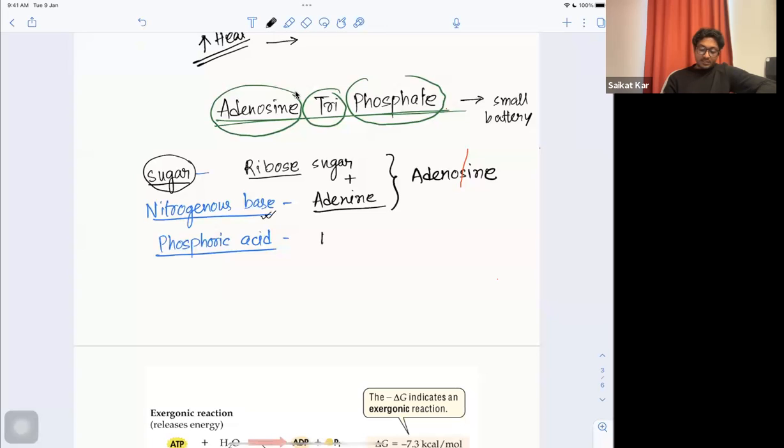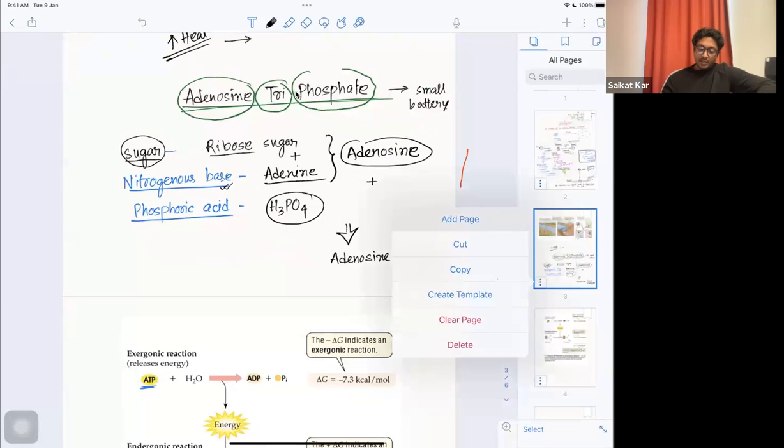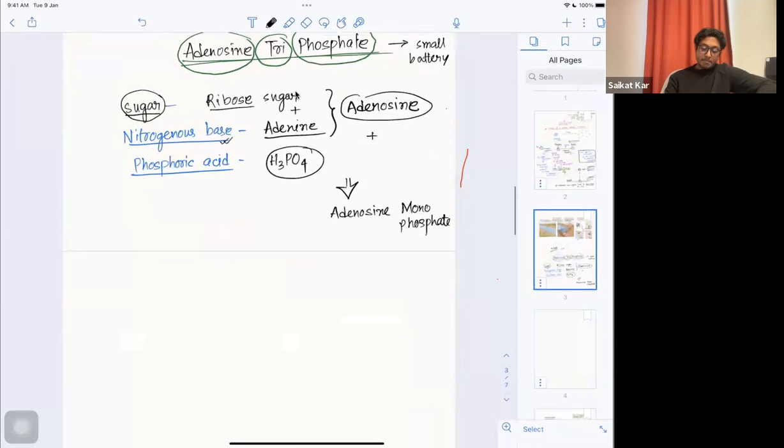And the phosphoric acid, H3PO4, when phosphoric acid is attached to adenosine, we call it adenosine monophosphate, or AMP. So the structure looks almost like this.